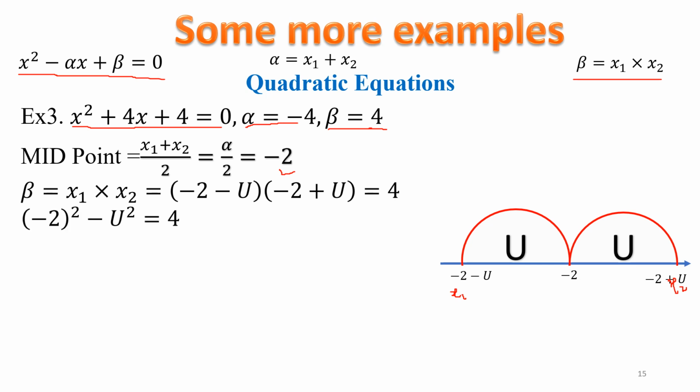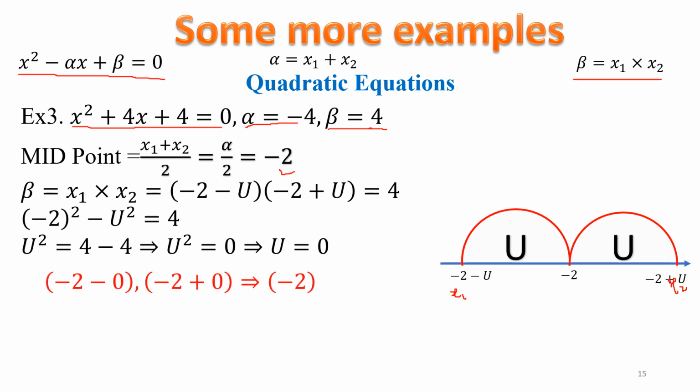So a plus b, a minus b will be a square minus b square. So minus 2 square minus u square is equal to 4. So here we can flip the terms so that we can find the unknown thing, that is u square, which is equal to 4 minus 4, that is 0. So as u square is equal to 0, u is also 0.